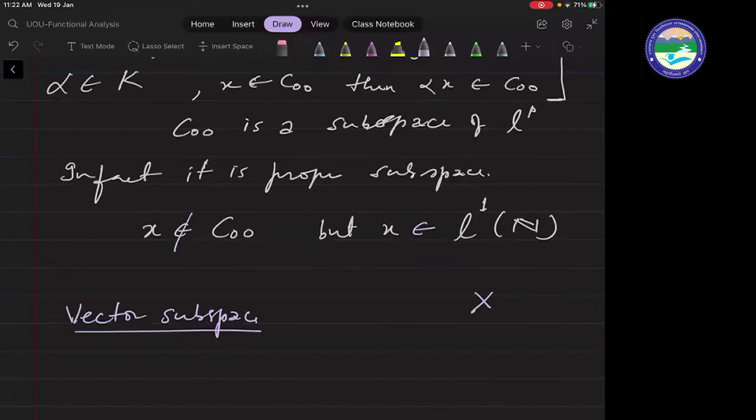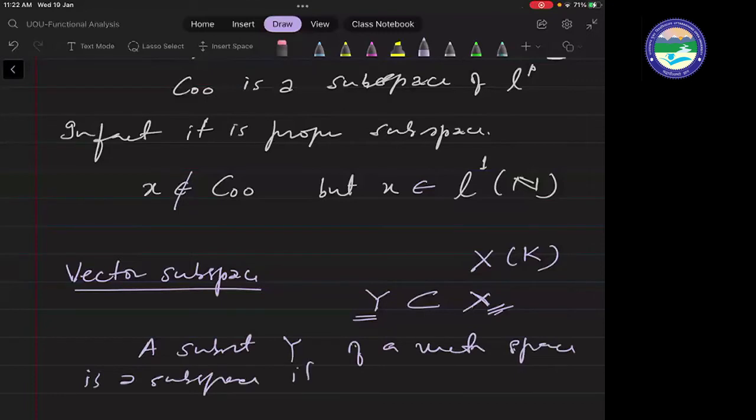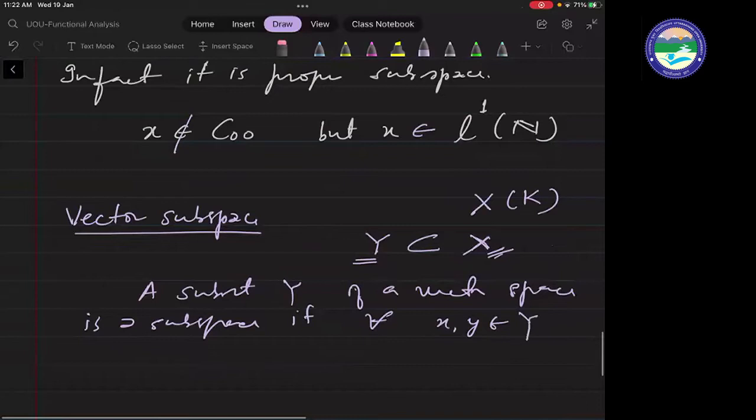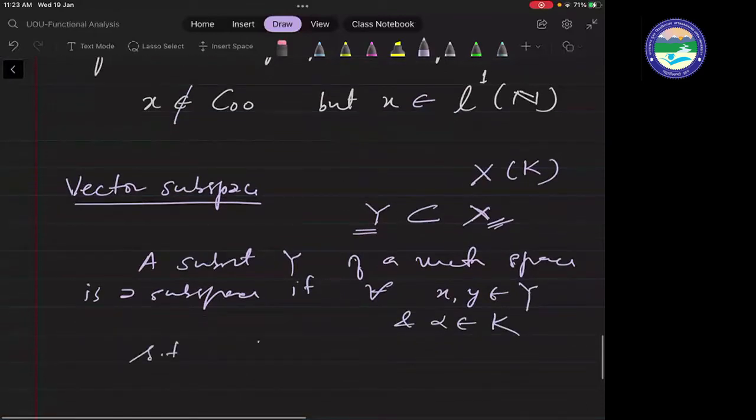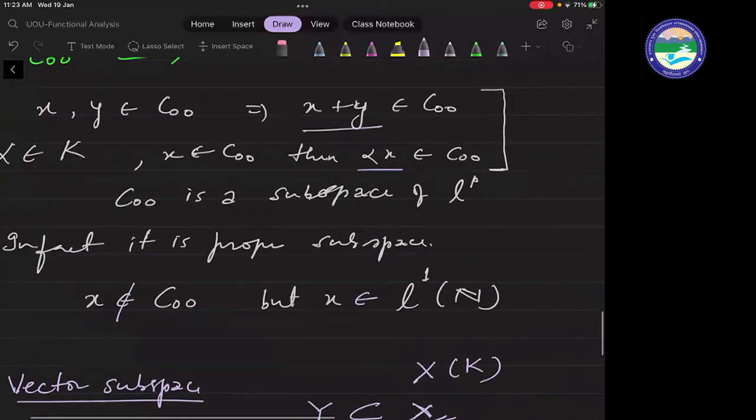So suppose we have a vector space X over a field K and Y is a subset of X. Okay, then we call Y a subspace if Y itself is a vector space with respect to the vector addition induced from X, and scalar multiplication again induced from this vector space. Okay, agar Y khud ek vector space hai, usse subspace kehte hain. To aapke liye aapne ek characterization padha hoga: a subset Y of a vector space is a subspace if for all x, y in Y and alpha in K, alpha x plus y is in Y. Ye padha hai? Yahi alpha x plus y in Y ko maine yahan par likha hai. Alpha x plus y. Theek hai?